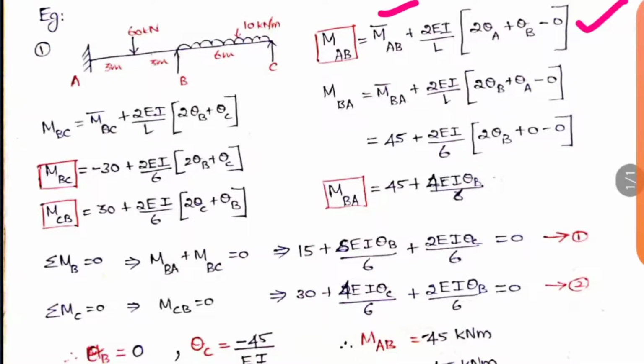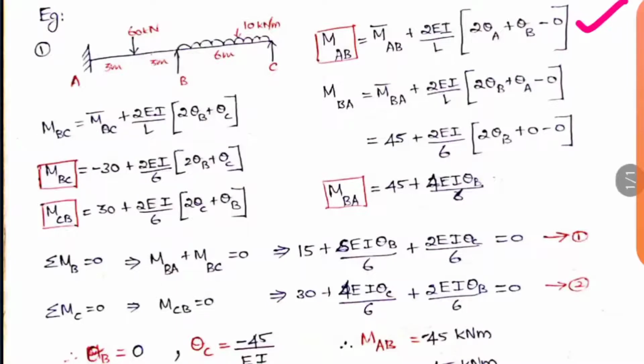So we got the value for MAB, but we don't know the value for theta A and theta B. So let us find those values and then come back to this. But we know that theta A is equal to 0. How? It is a fixed support. We know that in a fixed support the rotation is 0 but the moment would be there. So we can directly apply this basic concept in this formula. So theta A is 0, but we don't know theta B. So let us go to the second step.